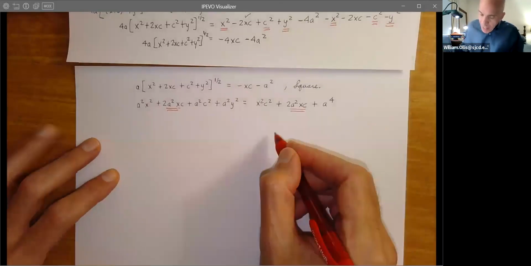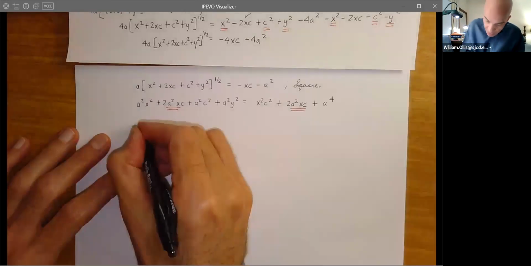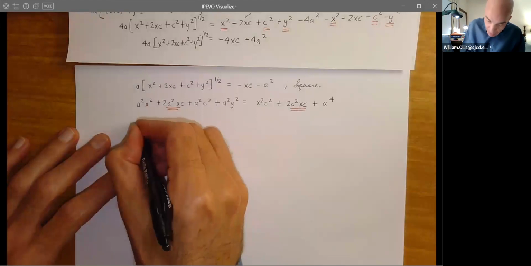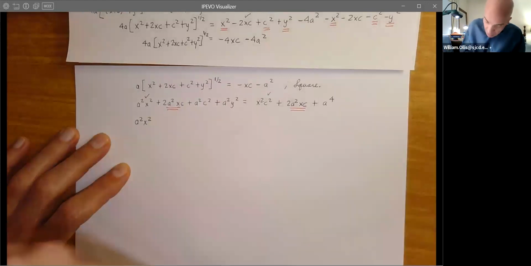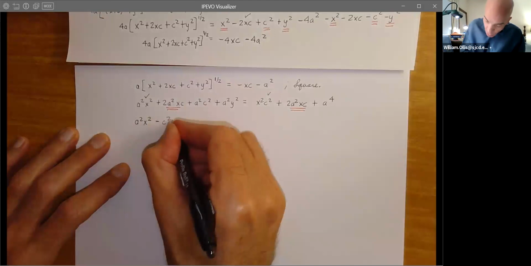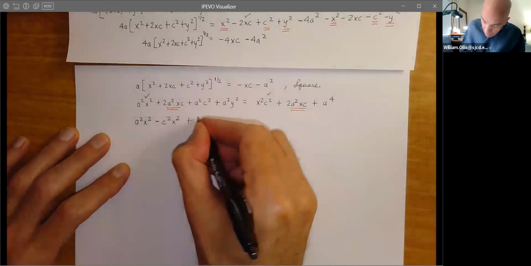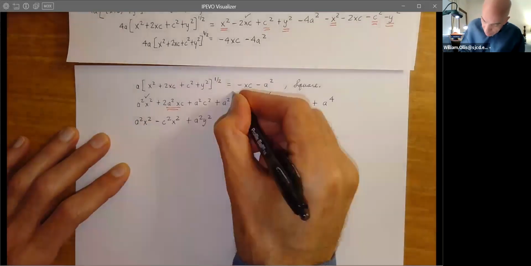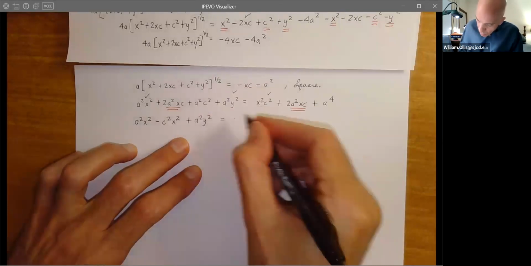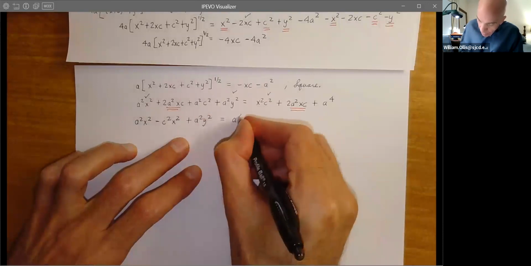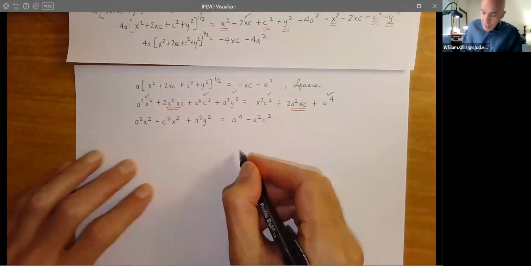And then we want to get all of our x's together, all of our y's together, and the riffraff over here. So at this point, we'll have a squared x squared, and then we'll subtract this, minus c squared x squared, and then we have plus a squared y squared, and then we want to take this over, and so check that off. So this will be a to the 4th minus a squared c squared. So check, check. So everything's been taken care of.